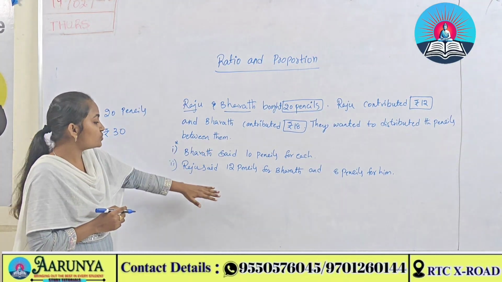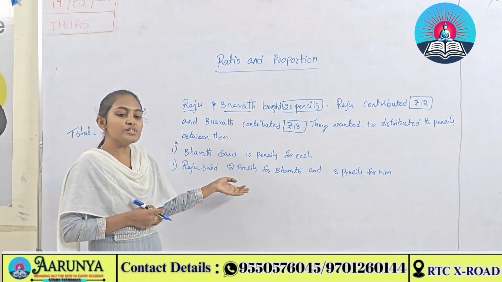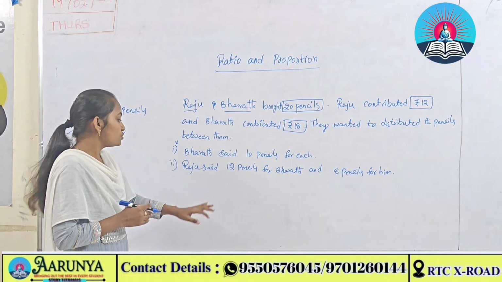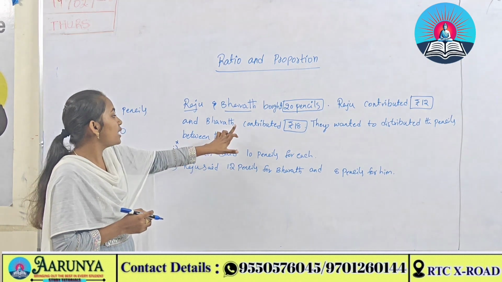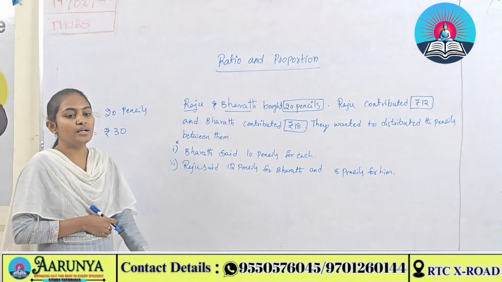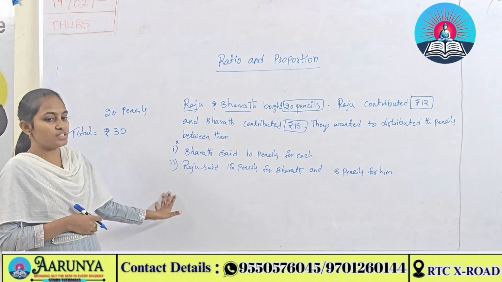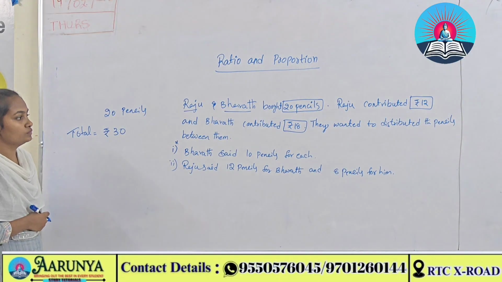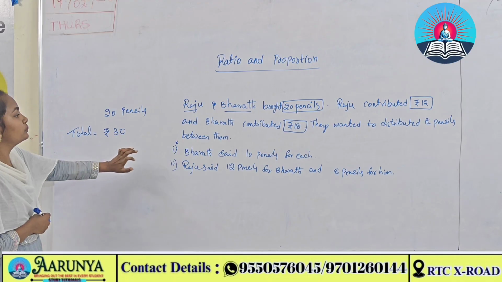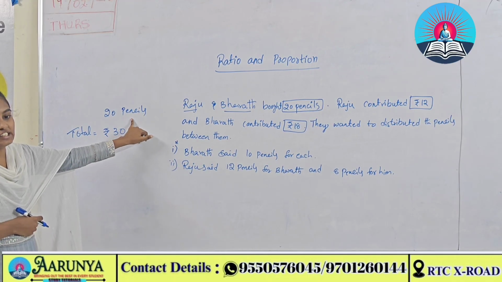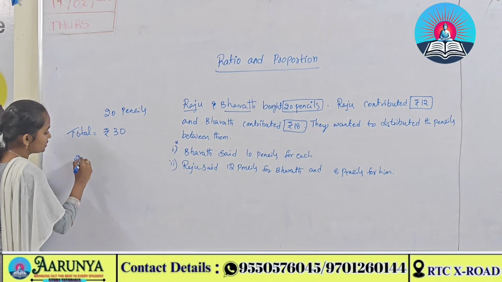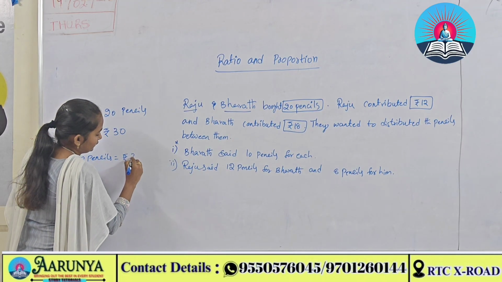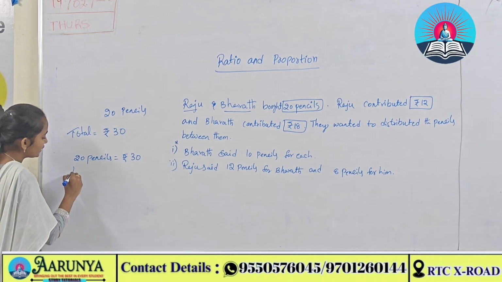What Raju said was, you will give 12 rupees, so you take 12 pencils and I will take 8 pencils. So Raju will get 8 pencils and Bharat will get 12 pencils. Now we can solve the problem and see how they will get the pencils. See how much money? 30 rupees and 20 pencils. So 20 pencils is equal to 30 rupees. What is the price of one pencil?